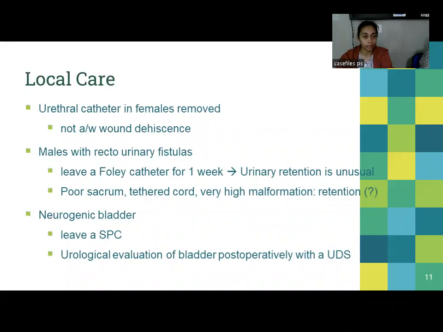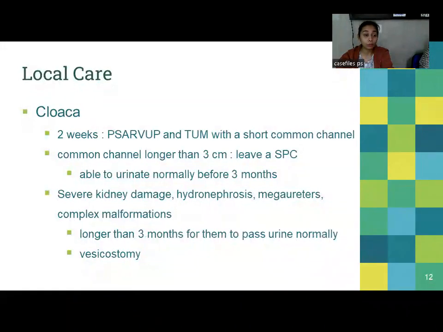done using a UDS. In patients who have a cloaca, the catheter is kept for 2 weeks in those who have undergone a total urogenital mobilization, in patients with a short common channel. In patients who have a common channel longer than 3 centimeters, an SPC is indicated because these patients can usually go ahead with urinating normally after 3 months. In patients who have severe kidney damage, hydronephrosis, megaureters, or complex malformations, it usually takes them longer than 3 months to pass urine normally, and a vesicostomy is indicated in them.